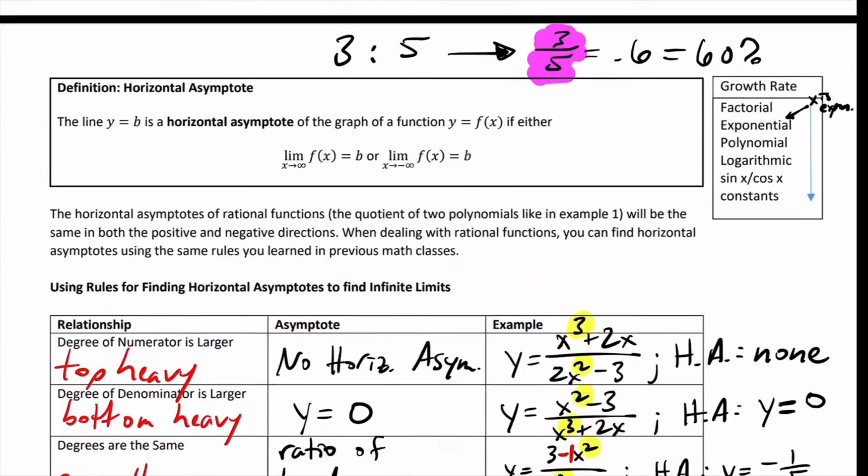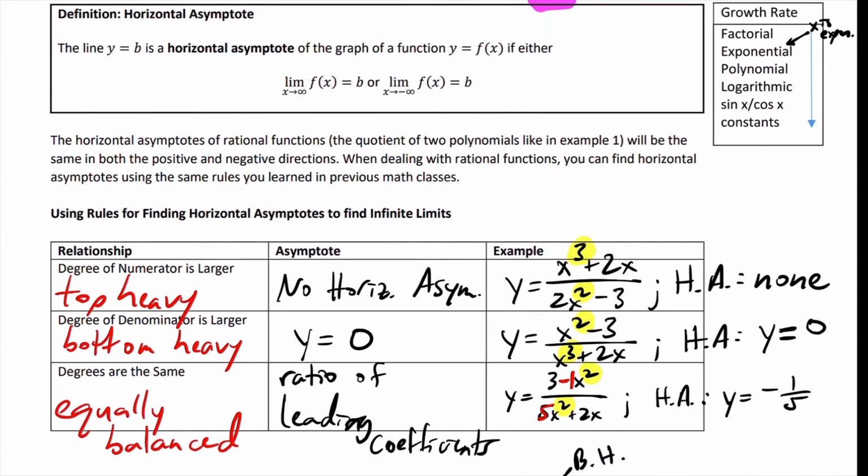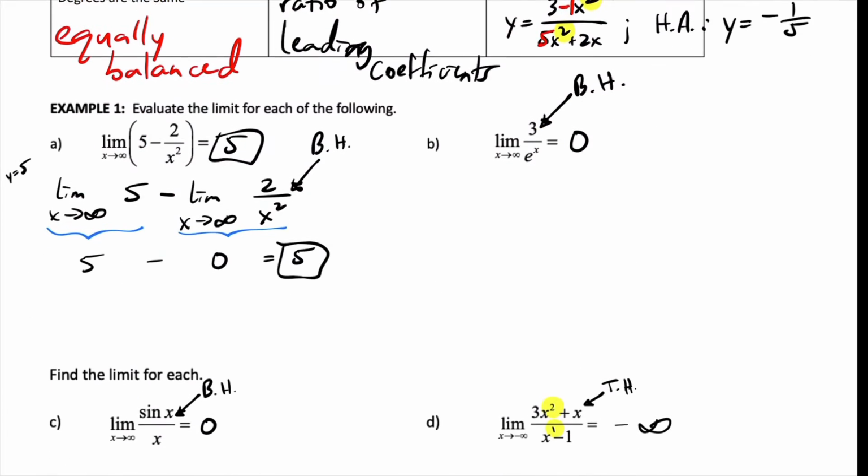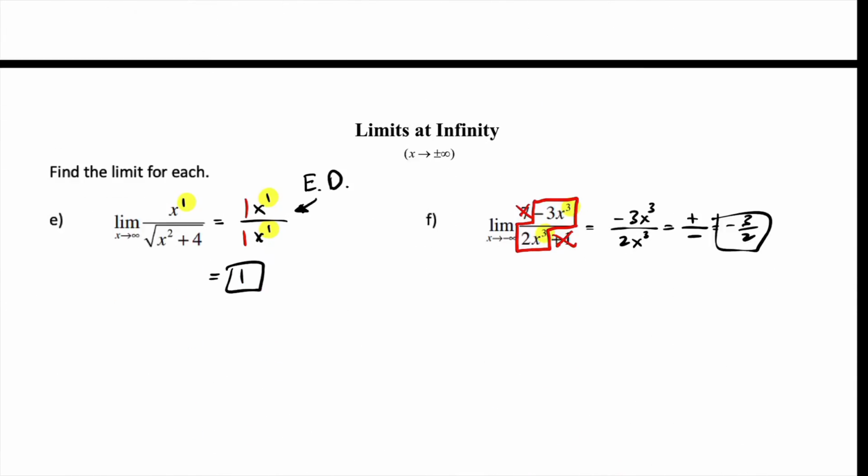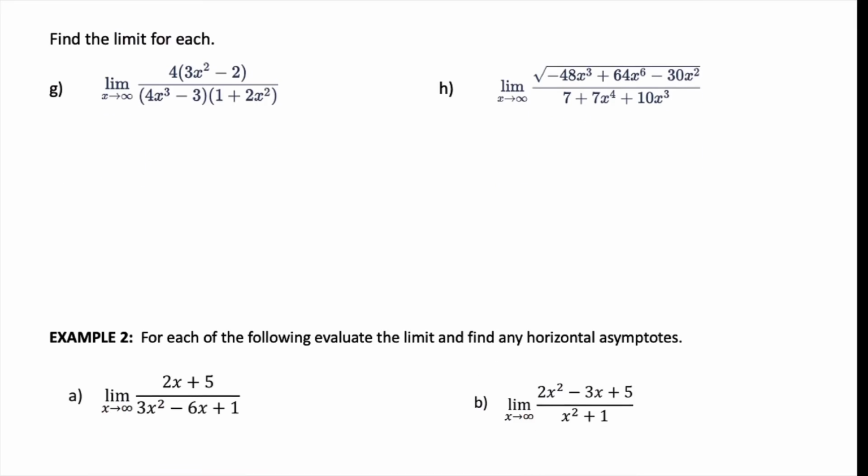Okay. And then here are the horizontal asymptotes. Same: top heavy, no horizontal asymptote. Bottom heavy, y equals 0. It's got one horizontal asymptote at y equals 0, which is the same thing as the x-axis. And then equally balanced is the ratio of the leading coefficients. All right. Then we did a couple problems, and then we stopped at letter G here.